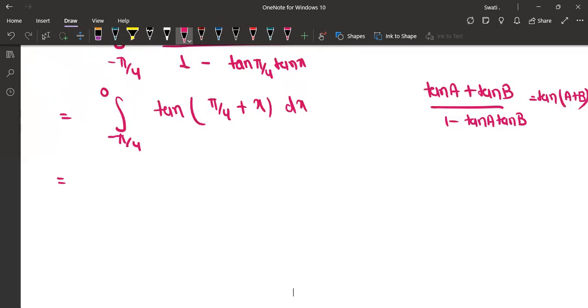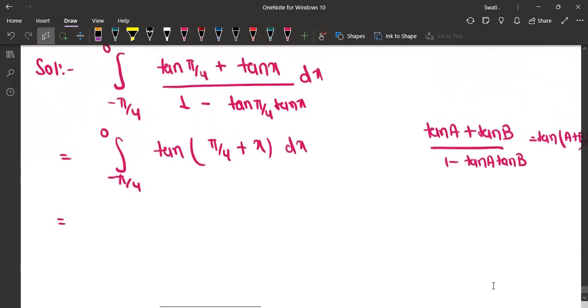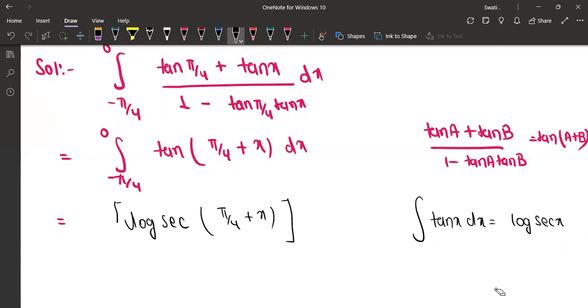So here we are simply going to use the formula for integration of tan x. We know we have a formula for integration of tan x dx, and that is log sec x plus the constant of integration, which I'm not going to use here because we are not having the indefinite integration, we are having a definite integration. All right. So now, by using the formula, it will become log sec x. But what is x? x is here pi by 4 plus x. So we will write that. And of course, the limit, that is minus pi by 4 to 0.